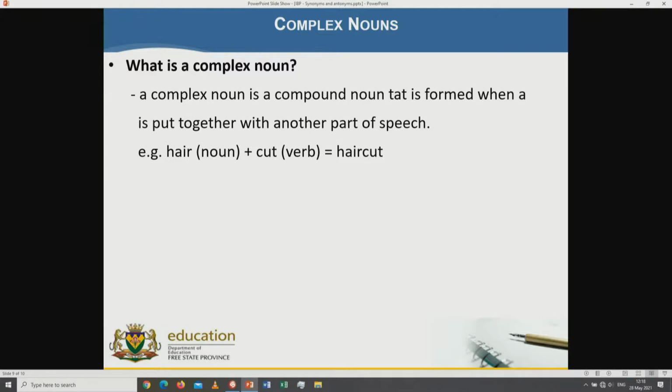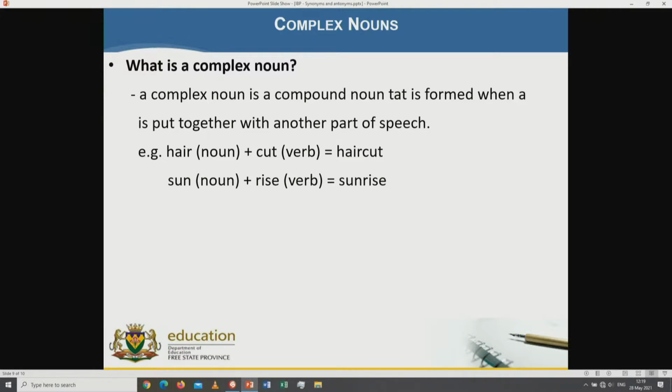Is that clear? We have hair, which is a noun, and we have cut, which is a verb. Now when you bring cut and hair together, you form one word with these two words. We have what we call a haircut. Another example: sun plus rise. We've got two words, sun and rise. Now when we form one word with these two words, we have sunrise.